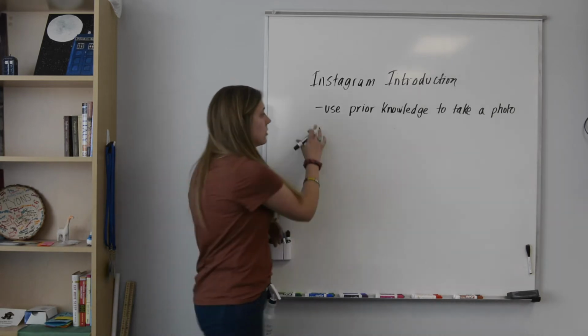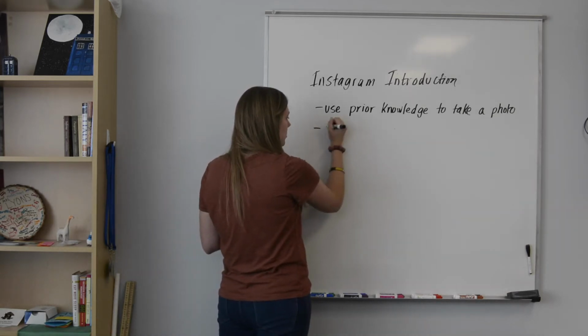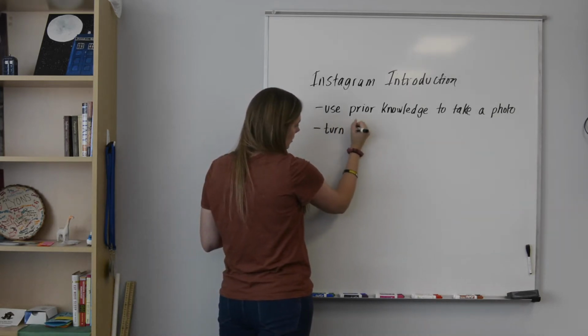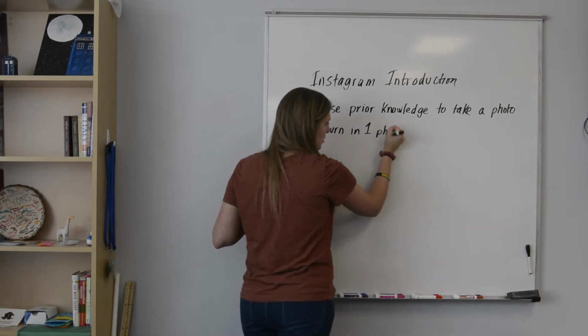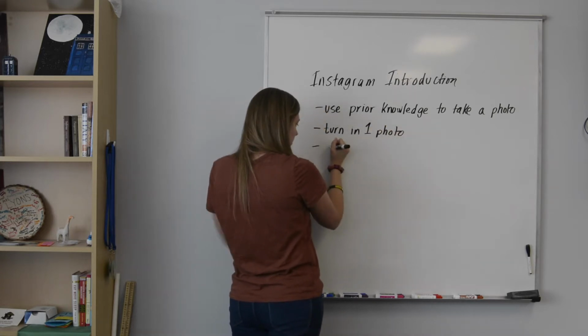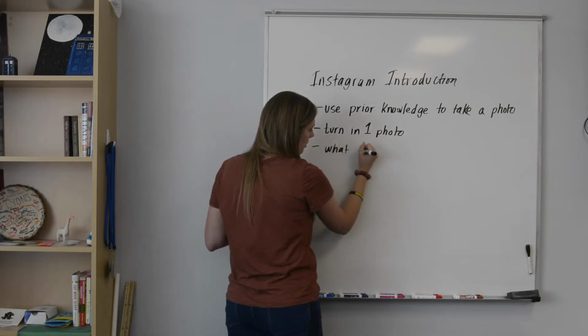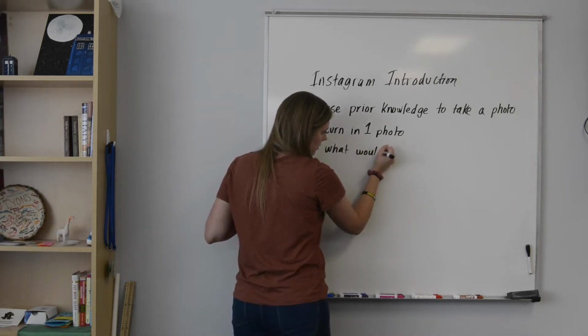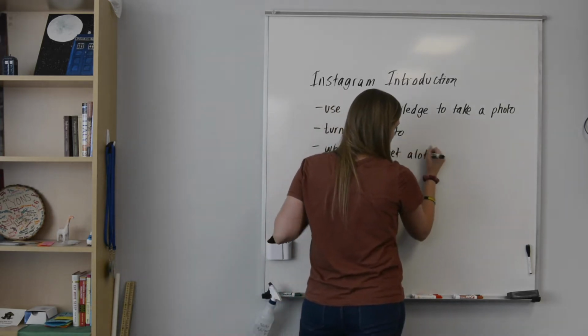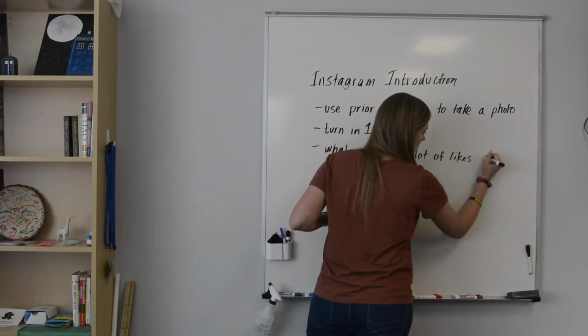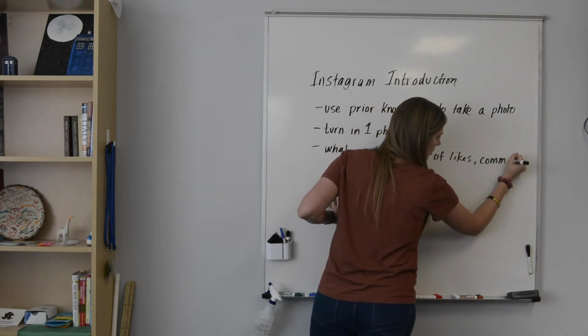So there you go. You're using prior knowledge to take a photo. You're going to turn in just one photo. You're thinking of what would get a lot of likes and comments if it was posted on social media.